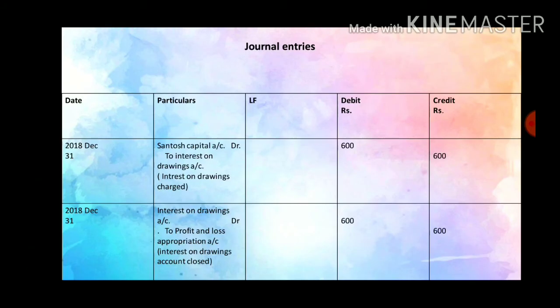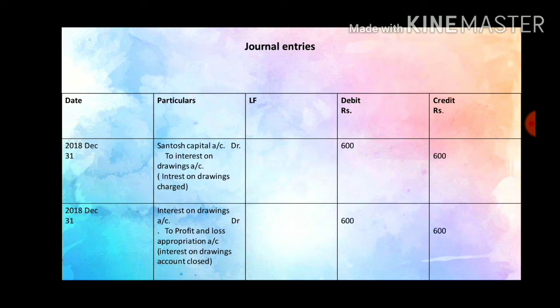Journal entries. Date, particulars, ledger folio, debit and credit amount in rupees. Date 2018 December 31st. Money's capital account debtor to interest on drawings 600. Narration: interest on drawings charged at 6%.